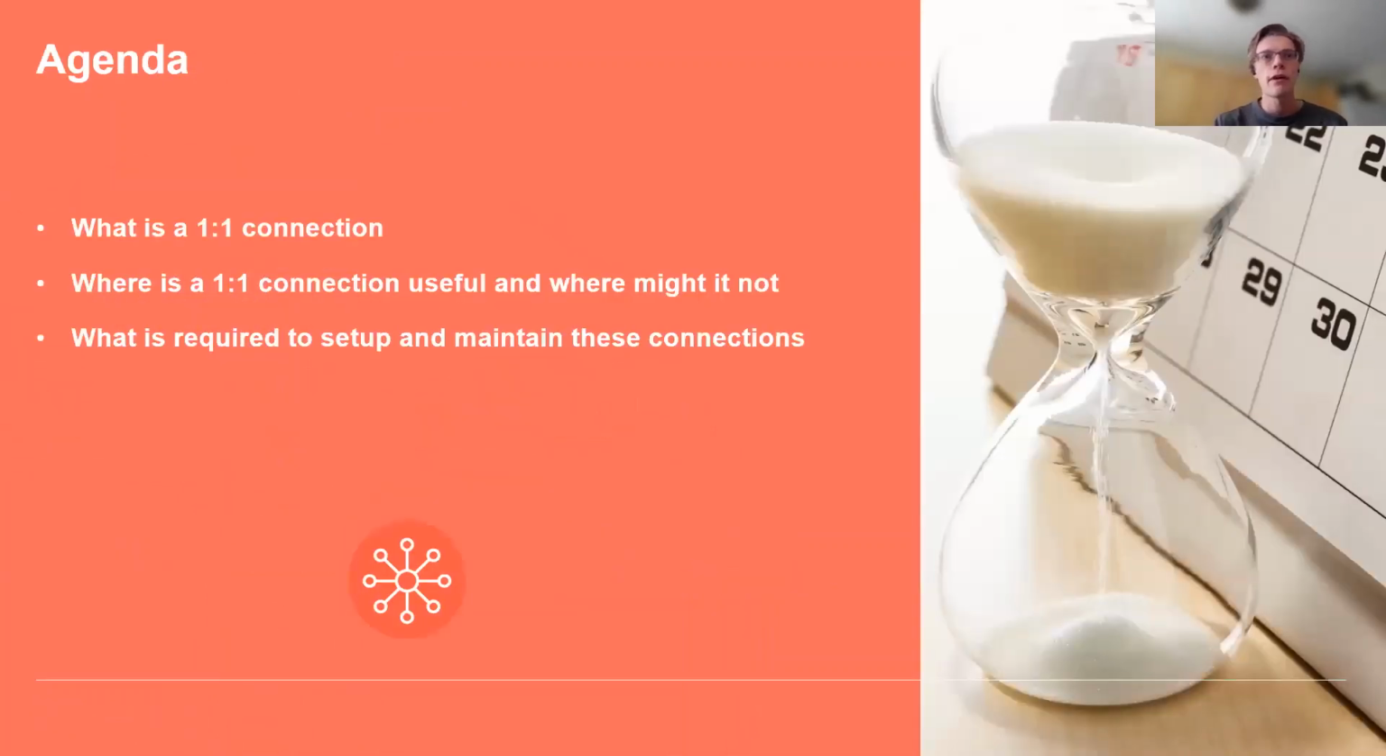What we'll be talking about is an intro to bilateral connections, also called one-to-one connections, or direct SAML connections, depending how you refer to them. They've got a couple of different names. Then we'll go over where it might be useful, where it might not be, and some of the issues that you might face when setting up or maintaining a one-to-one connection, as well as those requirements on a federation basis as well.